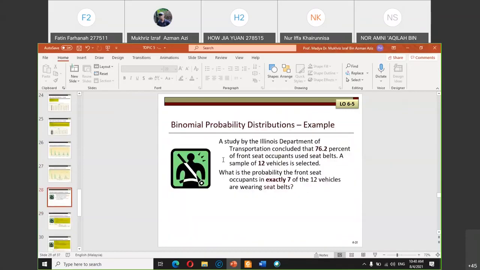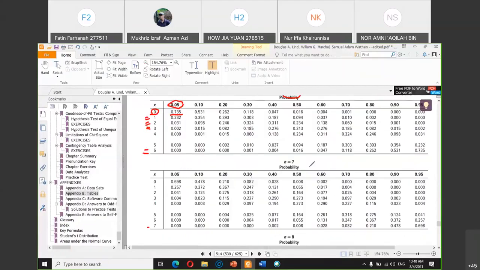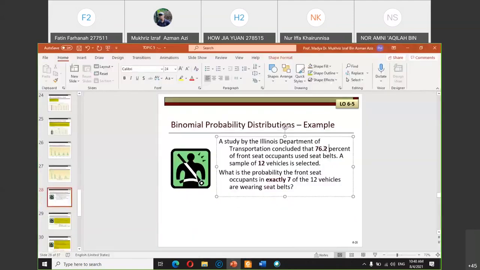Again, this is another example, and you can see here that pi is 76.2% or 0.762. Of course, you cannot use this table because the table only provides the value of pi in nice numbers, like 0.3, 0.4, 0.5. So when you see a question like this, the table will not be useful because there is no table for pi equal to 0.762. So you need to convert this into a proportion. Your pi is 0.762, and the number of trials will be 12.